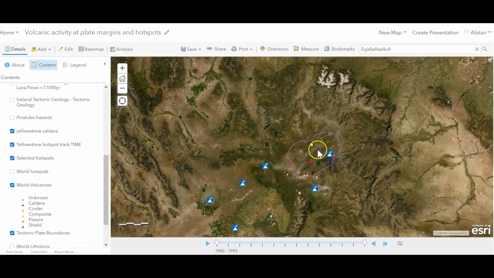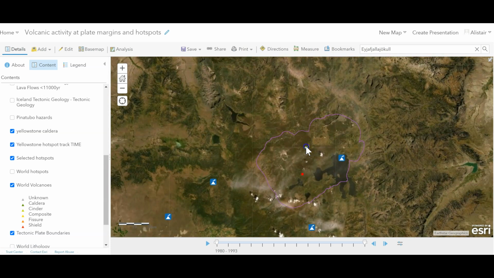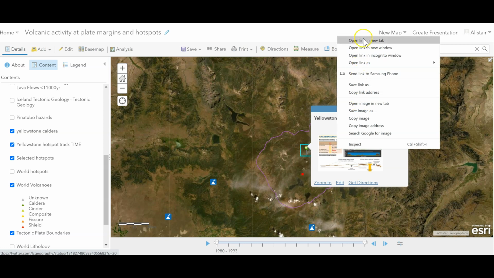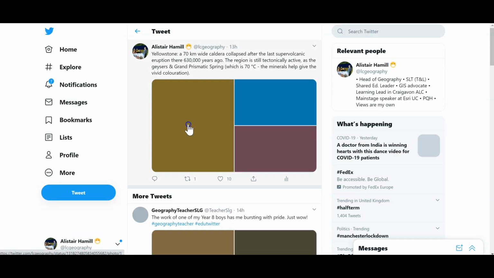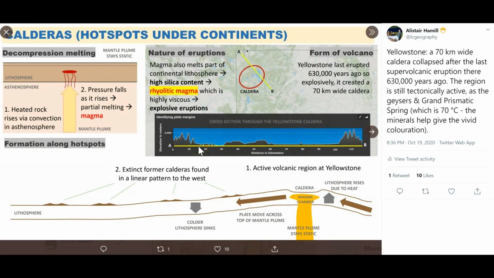Okay, let's go in a little bit closer and have a look at the processes that are going to be producing that. Go in here. And so what's the hotspot under the continents? Now, very similarly to before, you've got your mantle plume coming up. So this is your single point of convection rather than the linear pattern you get at a constructive plate margin. And as it rises, partial melting occurs because of a fall in pressure producing magma.